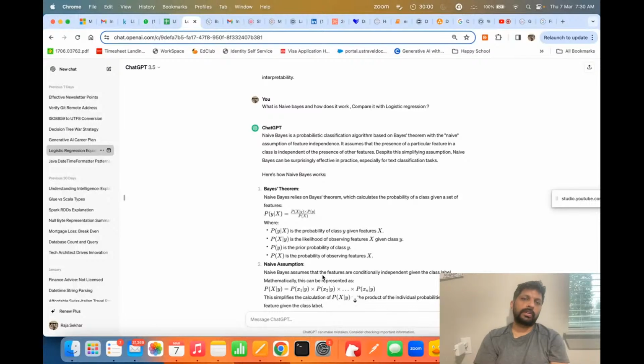Naive Bayes relies on Bayes' theorem, which calculates the probability of a class given a set of features: p of y given x is equal to p of x given y into p of y by p of x, where p of y given x is the probability of class y given features x. p of x given y is the likelihood of observing feature x for a given class y. p of y is the prior probability of class y. p of x is the probability of observing feature x.